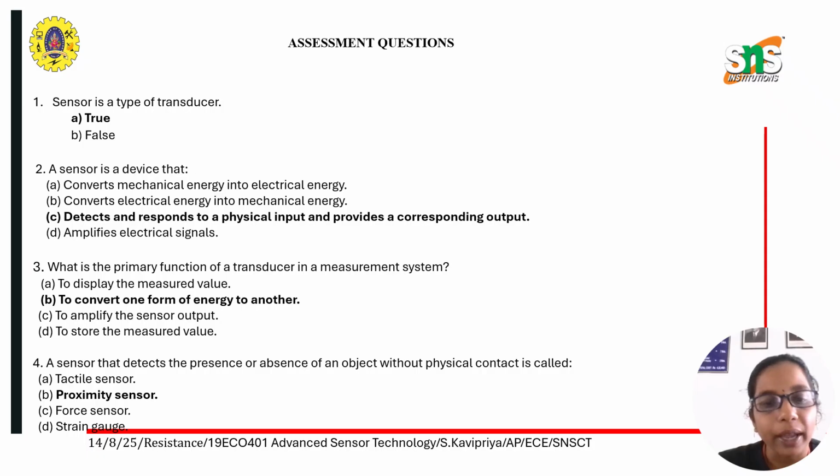What is the primary function of a transducer in a measurement system? It is one which converts one form of energy into another form of energy. The sensor that detects the presence or absence of an object without physical contact is called a proximity sensor.